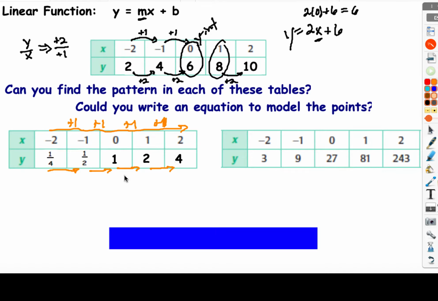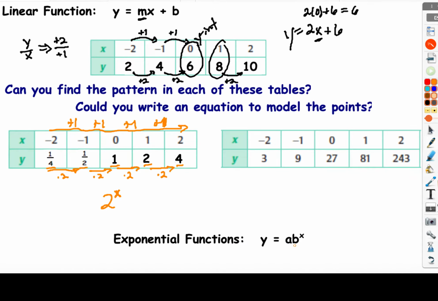1 times 2 would have been 2. But this 2 times another 2 would have been 4. And if we went backwards a little bit here, 1/2 times 2 gave us 1, or 1/4 times 2 gives us a half. So we're going to take 2 times 2 times 2 times 2, or basically 2 times itself over and over again. And that's why we say these are exponential functions.